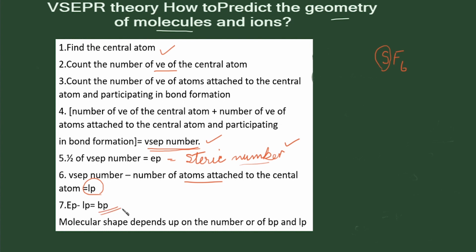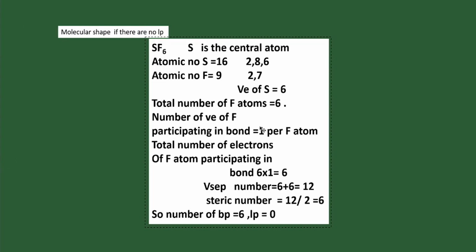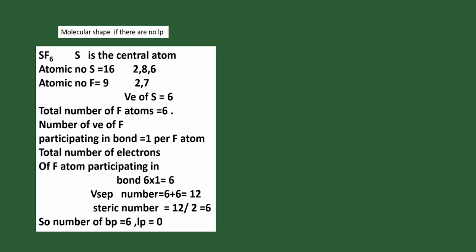I hope it is very easy and very simple. You have to remember these steps, that's all. Molecular shape depends upon the number of BP and LP and also their repulsion. I am sorry, I will just strike this. Let us understand this using an example. First, we will take up a case where there are no lone pairs. We will take up the example of sulfur hexafluoride.